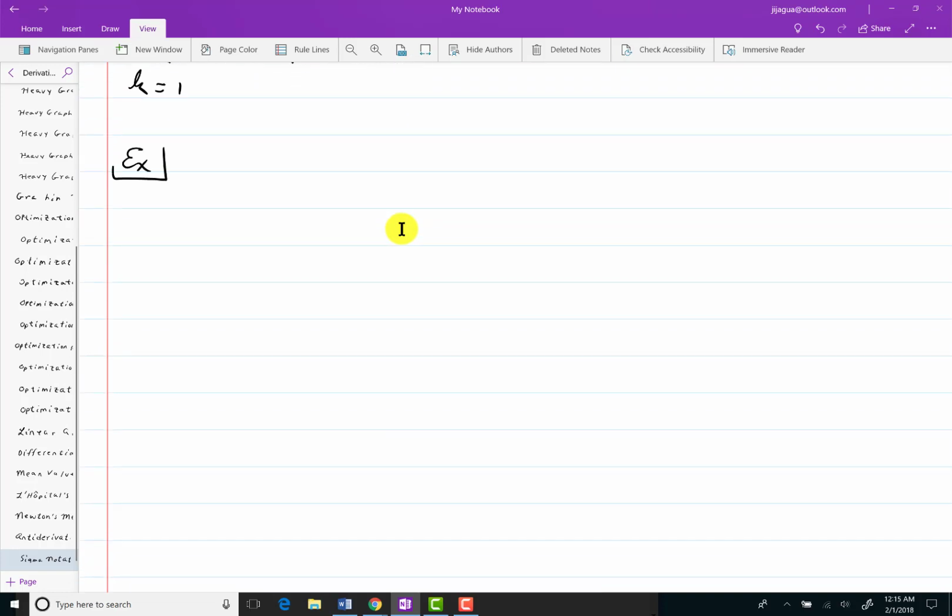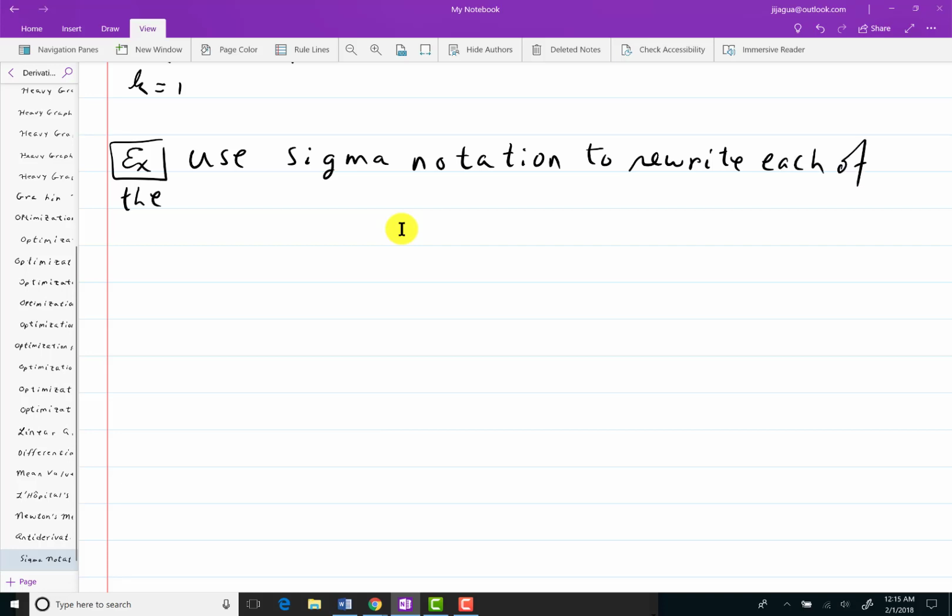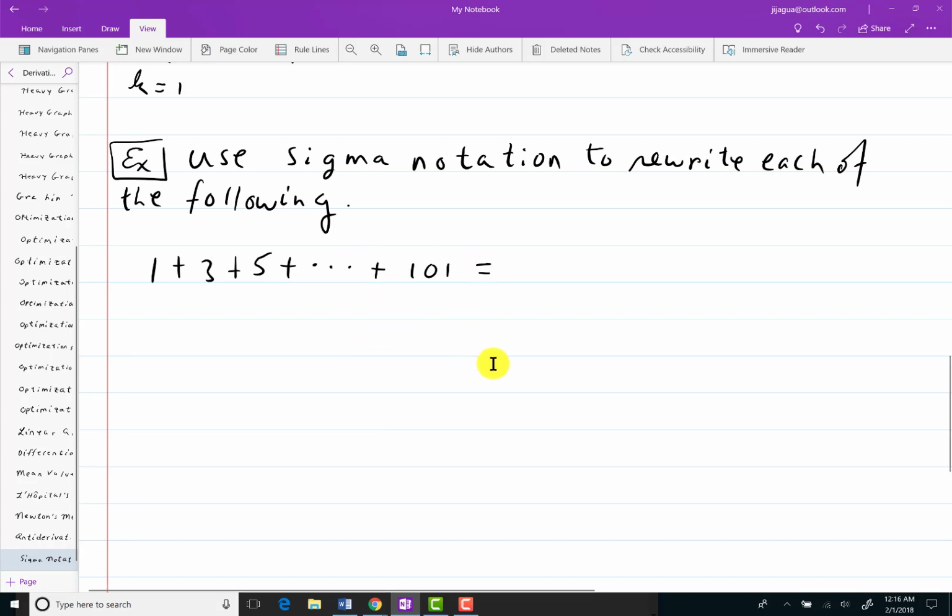So, as another example, use sigma notation to rewrite each of the following. So we'll start off with just odd numbers, 1 plus 3 plus 5 plus, and then when I write dots, you got to remember this continues, so it goes through 7, 9, 11, and so on, until you get to 101. So how could you rewrite that using sigma notation?